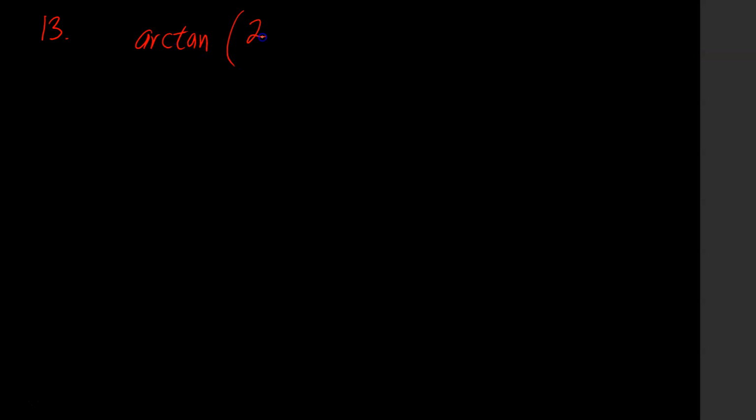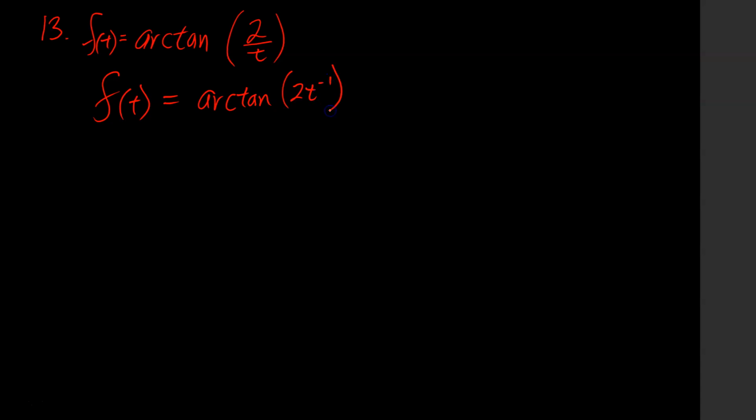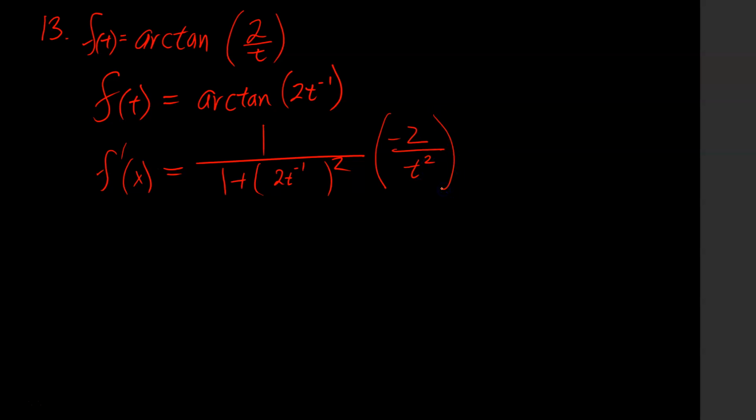So arctangent of 2 over t is equal to f of t. I'm going to rewrite f of t as arctangent of 2t to the power negative 1. That might make our lives easier. If you haven't memorized this, you're probably doing it a different way. The derivative of inverse tangent is 1 over 1 plus the input squared. That input is 2t to the power negative 1, which has a rate of change of negative 2 over t squared, or negative 2t to the power negative 2.